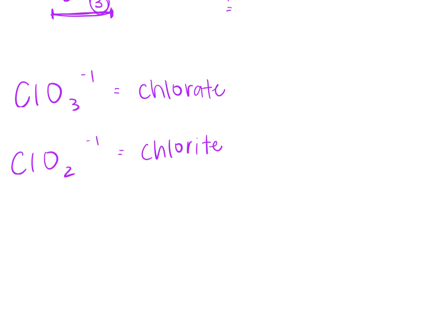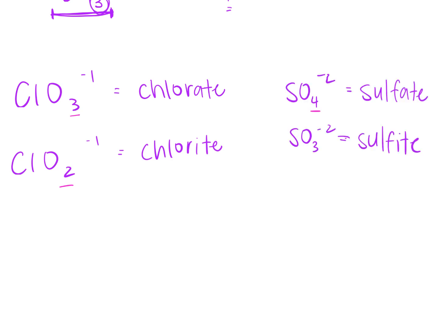Okay? To go from chlorate to chlorite, what happened? We changed the subscripts, but what specifically? Yeah, Nathan, what do you think? What happened? It has less. One less of what? One less oxygen, right? One less oxygen. So yes, our subscript changed. We have one less oxygen. What about from sulfate to sulfite? What do we have? One less oxygen.